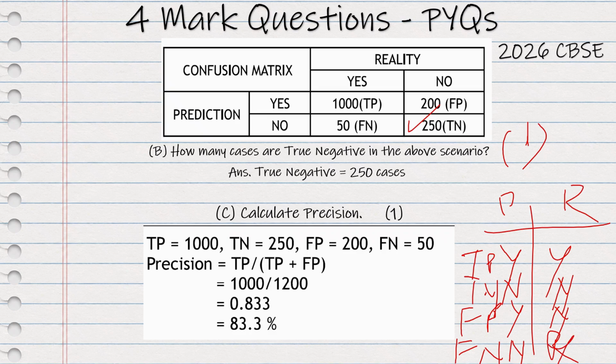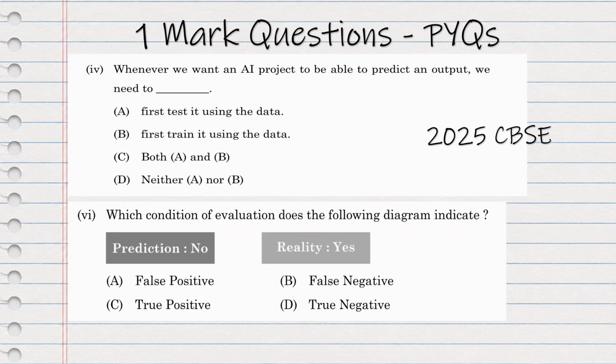तो इस table को आप ध्यान से करेंगे तो आपका table सही बनेगा और आपके सारे answers भी सही आएंगे। उसी तरह से third part बोलता है calculate precision। Precision के लिए हमारा formula है TP upon TP plus FP। तो हमारे जो true positive cases थे वो 1000 divided by 1200 means TP plus FP। इससे हमें सही answer मिलेगा 0.833 या 83.3%.